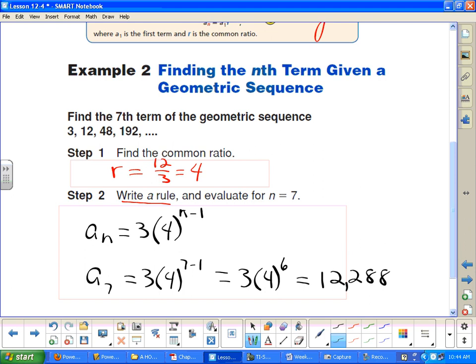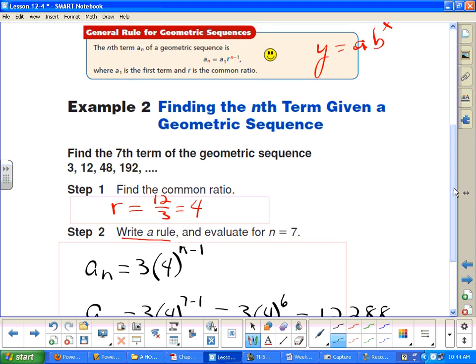So they're going to grow a lot faster, because we're talking about exponential. So this rule is very similar to the arithmetic, just plugging in the right numbers you need to use to get there.